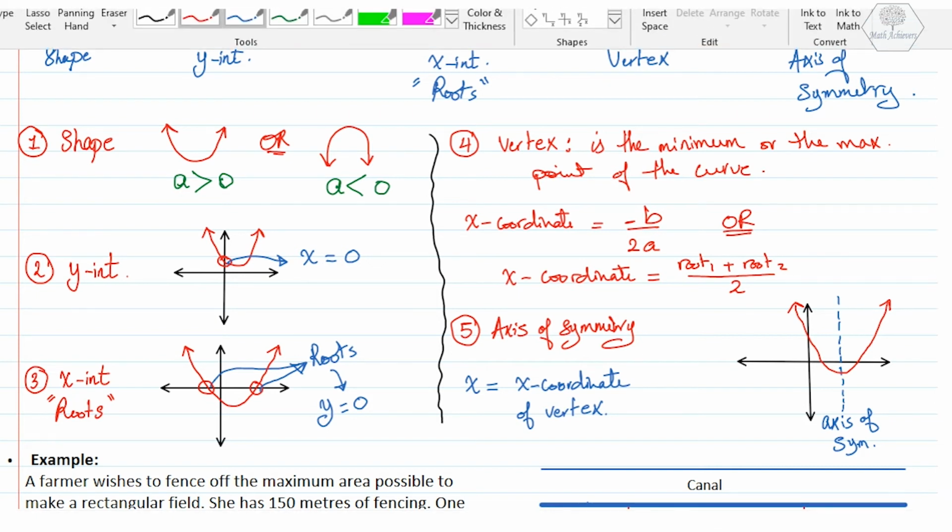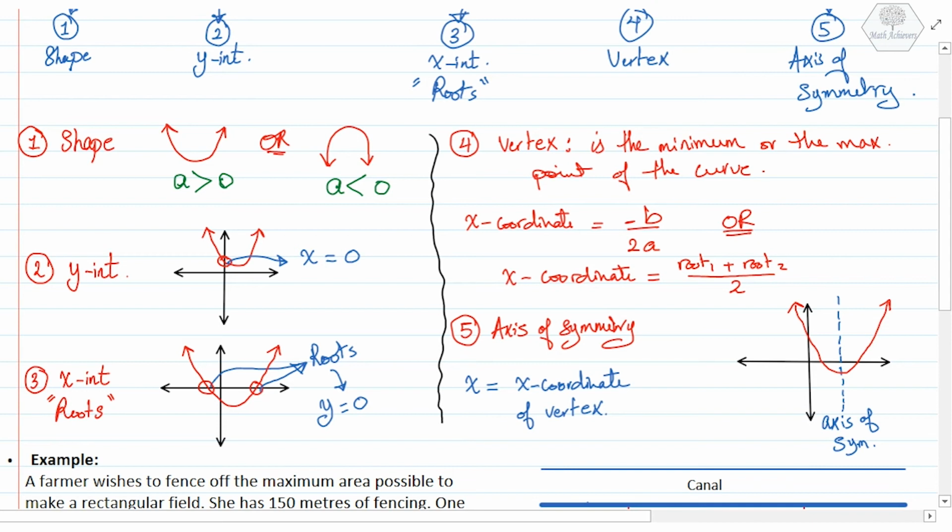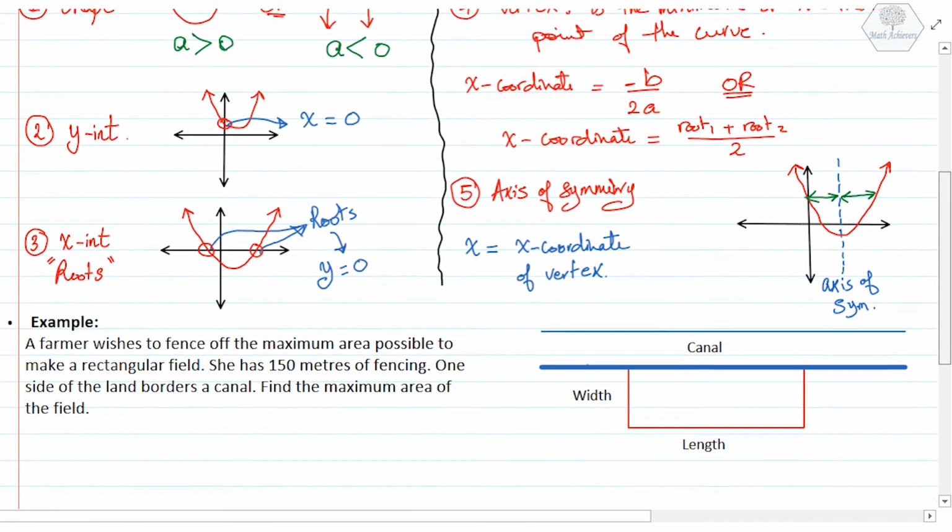We have to understand that the shape is always symmetrical around this axis of symmetry. So the distance from this point to this point is the same as the distance from this point to this point. The axis of symmetry always cuts the shape in half. Now, after knowing all of this information, let's have an example.